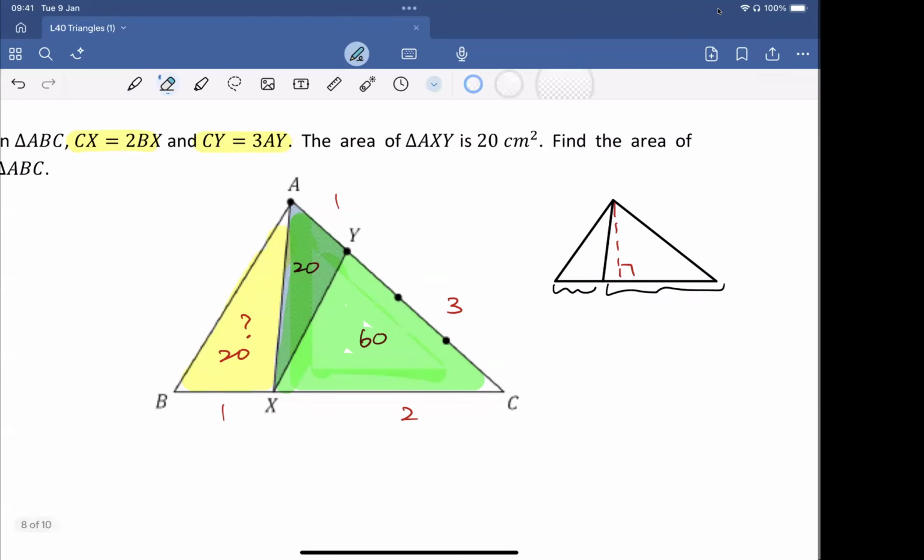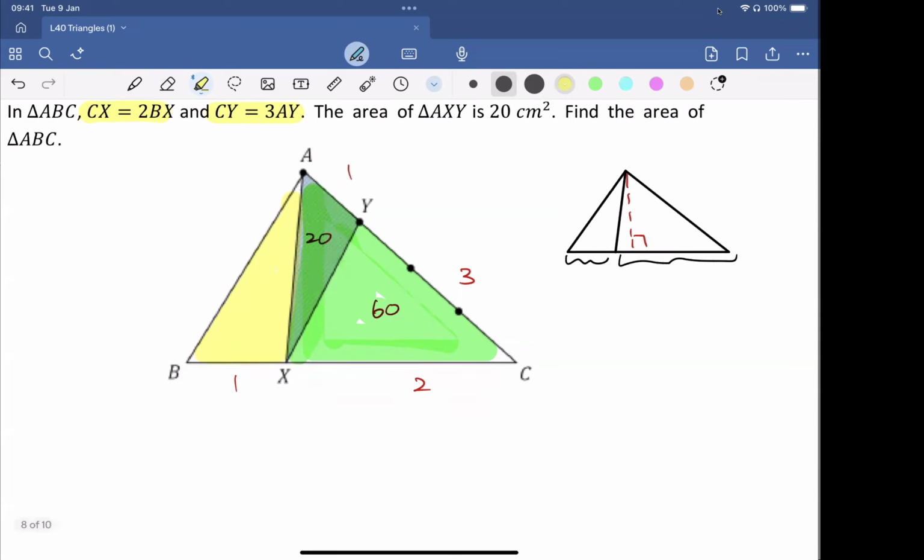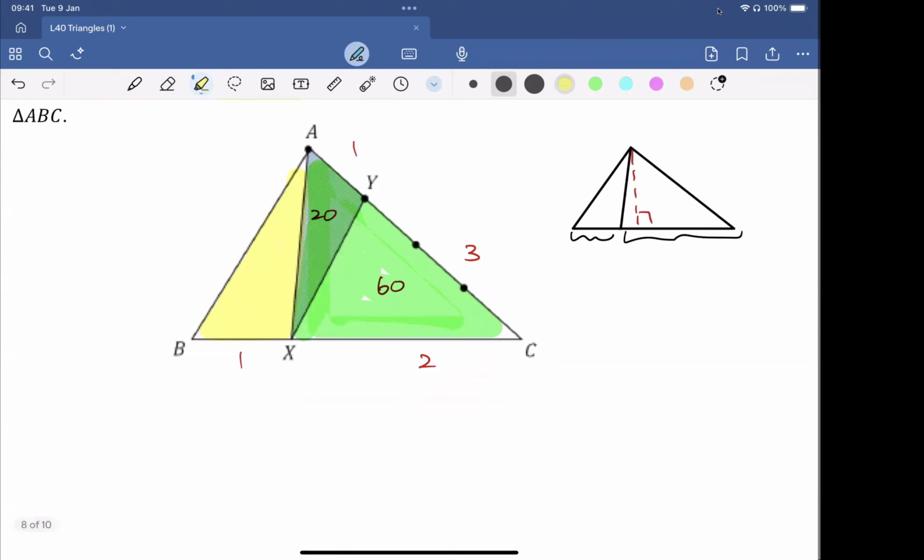Wait. Do you know which triangle you're comparing? The green triangle and the yellow triangle. What's the area of the green triangle? You already... 80. Yeah, it's 80. How many units is the base? 2. So this is 2 units. And this is how many units? 1 unit. Tell me the area of the yellow triangle. 40. Yes.